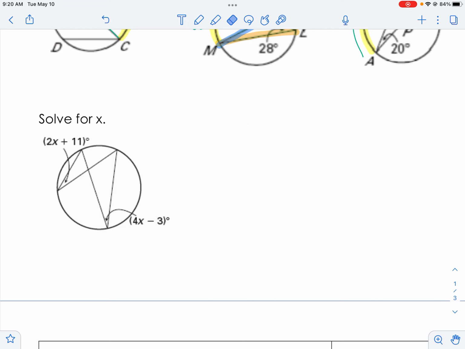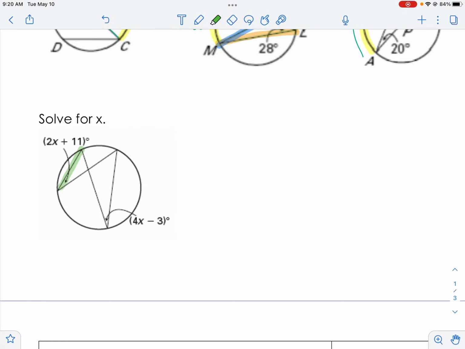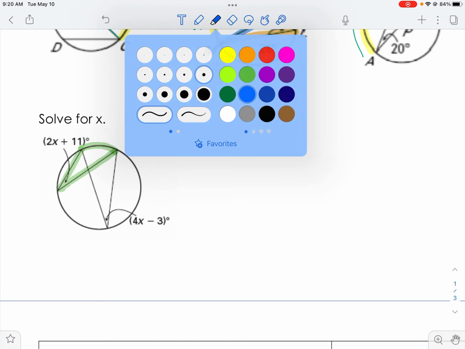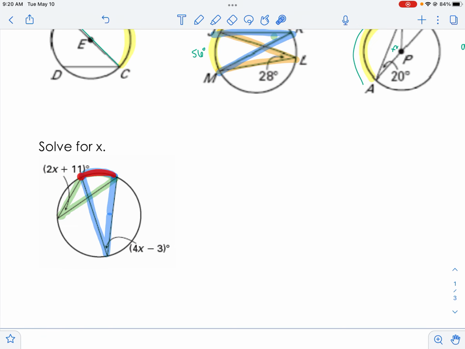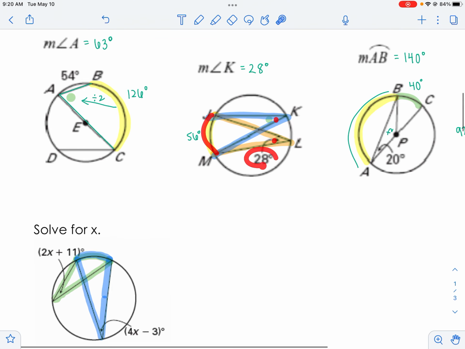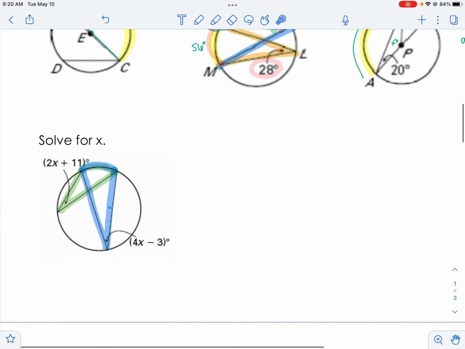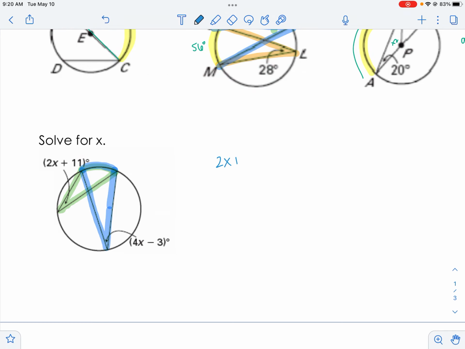So taking a look, I have 2 equations here. I'm going to go ahead and trace these. So I know that this one right here is 2x plus 1, and it opens up to that arc right there. And then this other angle right here is 4x minus 3, and that opens up to that arc right there. Well, notice that they're going to the same arc. We did one like this earlier. Remember, if 2 angles are going to the same arc, well, one was 28, the other one was 28. So if the 2 angles go to the same arc, that means they're going to be exactly the same. So to set up this problem, I could just do part equals part.